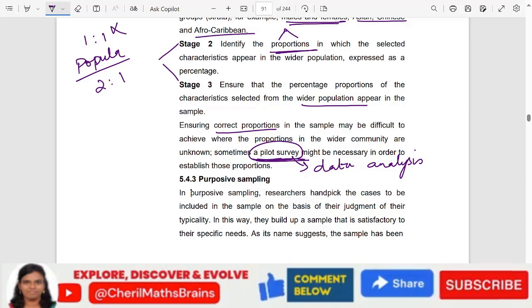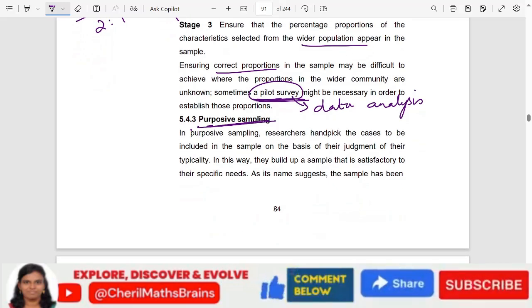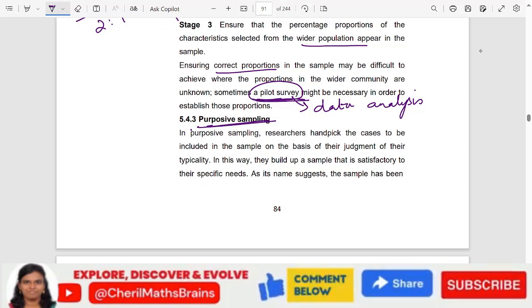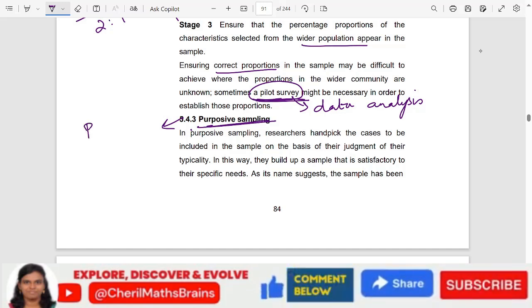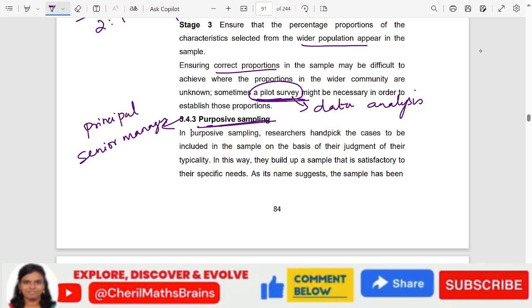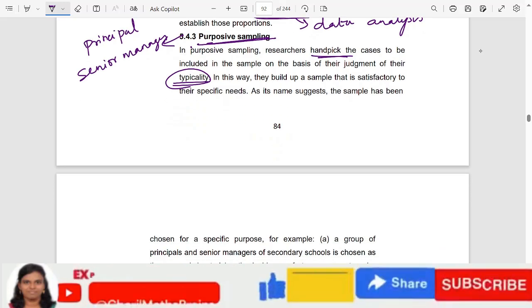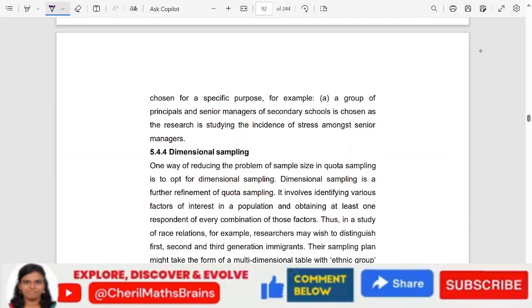The next one is going to be purposive sampling. Purposive sampling is non-probability sampling. Purposive means you go for a purpose. So you want to do it only on the principals, or you only want to do it on particular senior managers. In that case you are going to be more particular and just handpick the cases based on their typicality, based on their commonness. That is what you do in purposive sampling, for a particular purpose alone.